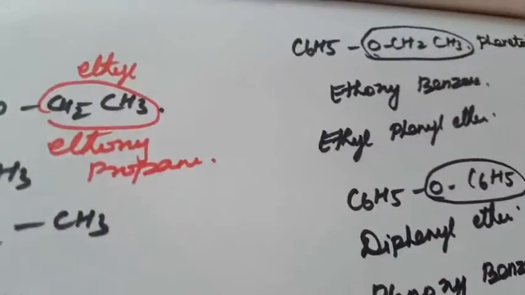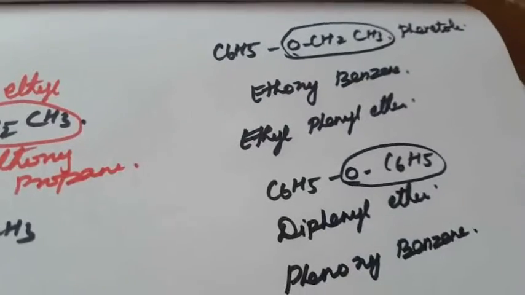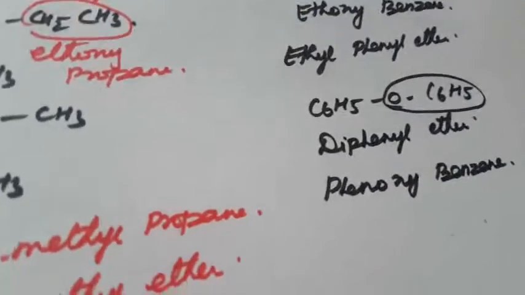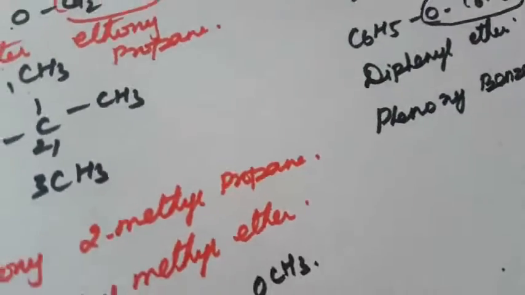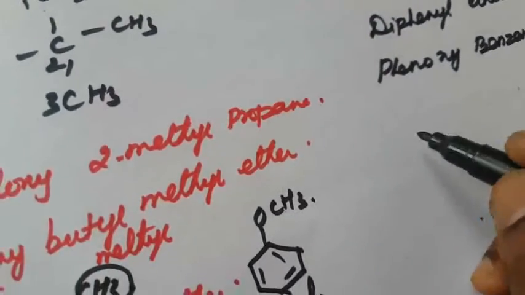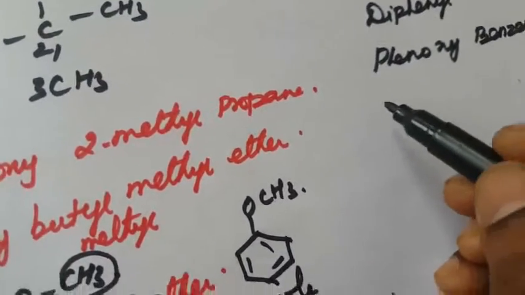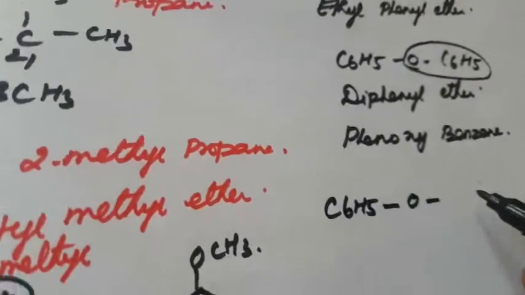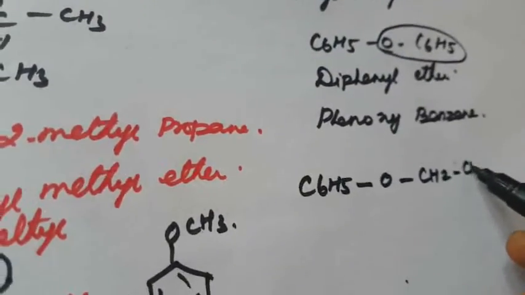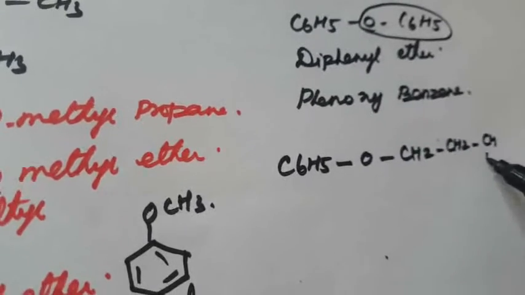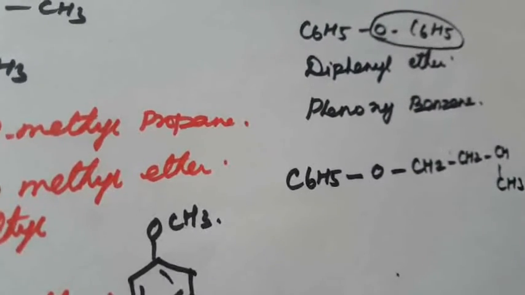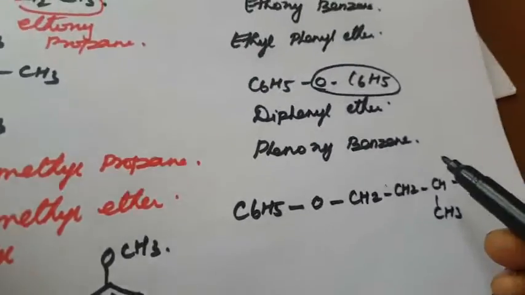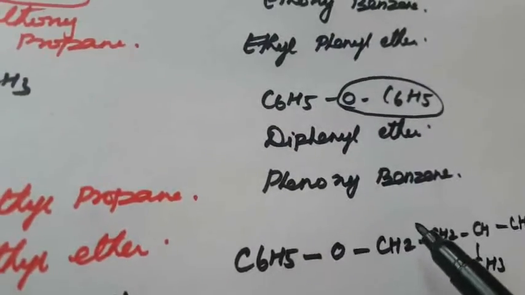Okay, so next we are going to another one, how to prepare. One more compound is there. C6H5O, CH2, CH2, CH, CH3, then CH3. How many carbon is there? This is the substitution group.